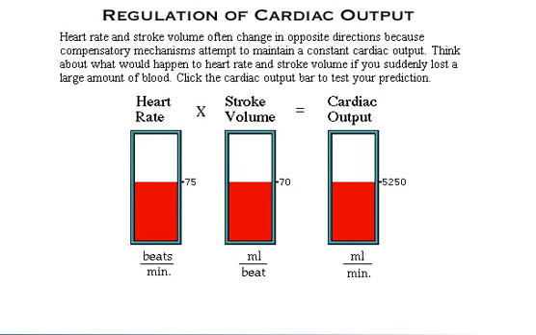Heart rate and stroke volume often change in opposite directions because compensatory mechanisms attempt to maintain a constant cardiac output. Think about what would happen to heart rate and stroke volume if you suddenly lost a large amount of blood. Click the cardiac output bar to test your prediction.